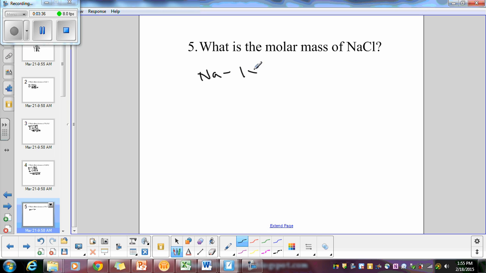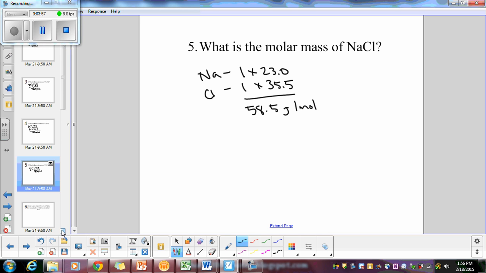Here I have 1 Na times 23.0 and 1 Cl times 35.5. And that's going to give me 58.5 grams per mole. Okay. So those are the numbers that I'm going to use when I do these calculations. I'm going to show you an example of different ones, and then you can practice from that video sheet on your own.